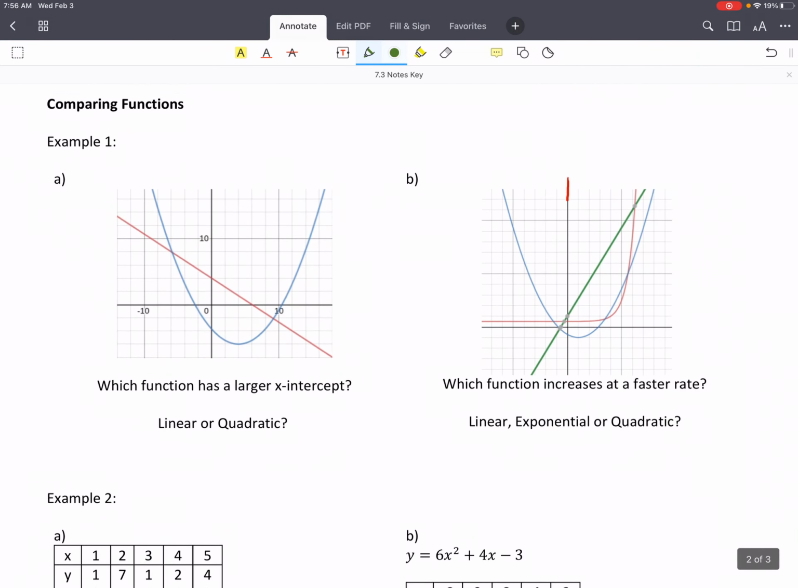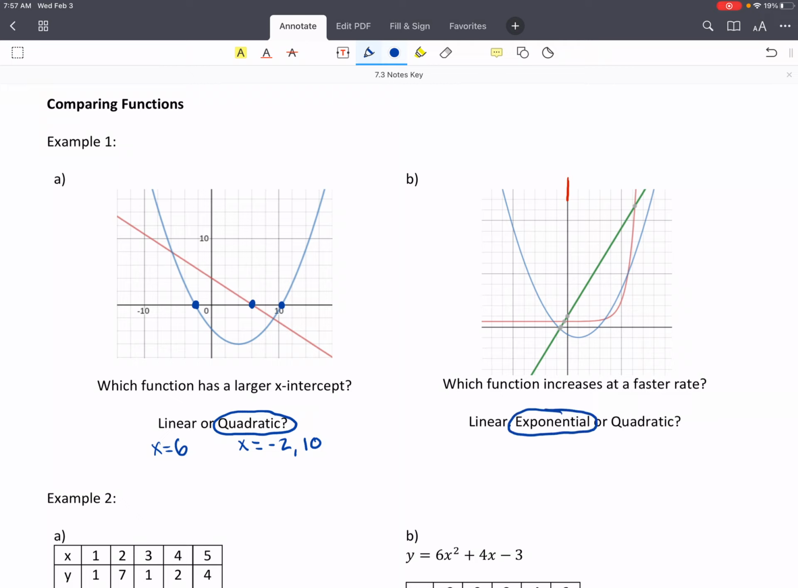So now we're just going to compare functions to each other. All right, which function has a larger x-intercept? So I'm just going to look at these x-intercepts, and I see my quadratic. We're just going to take our best guess because those aren't exact. My x-intercepts looks like -2 and +10, because each of those are moving by 2. My linear looks like it's at 6, so that means that the quadratic has the larger x-intercept because it's where x equals 10.